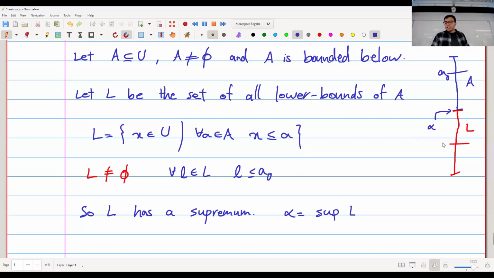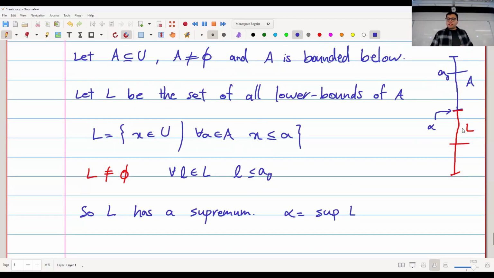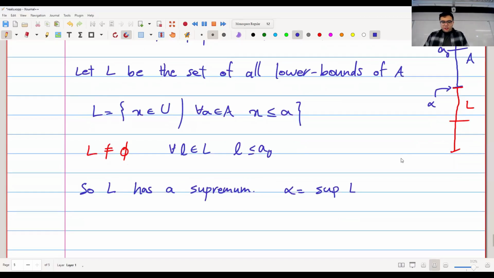What I care about is actually to show that alpha is in the set L. But why should alpha be in L? So first of all, alpha is what? Alpha is an upper bound on L. That's by definition, because alpha is the smallest upper bound on L. So alpha is bigger than or equal to everything in L.